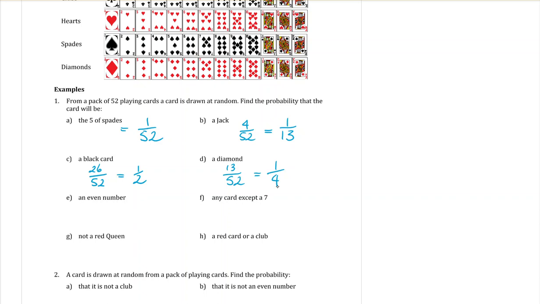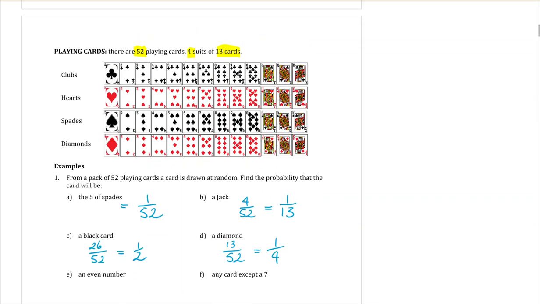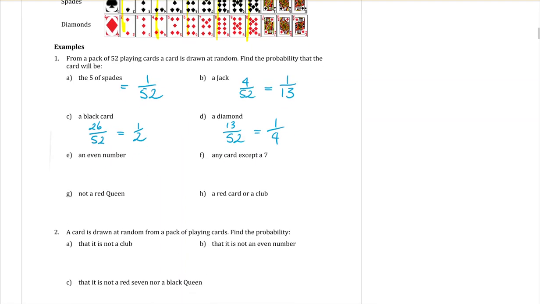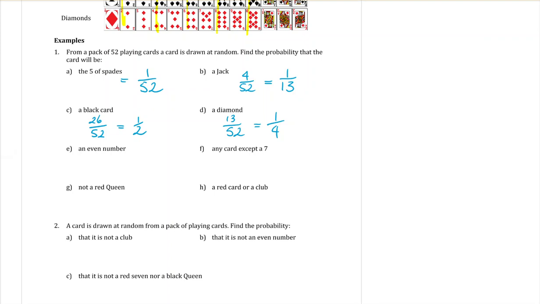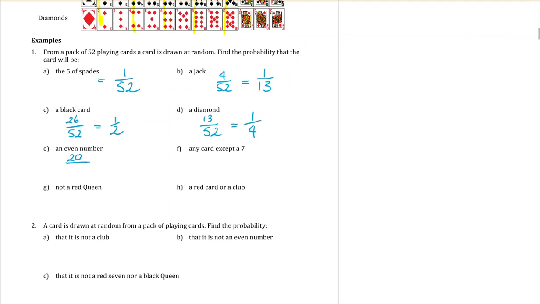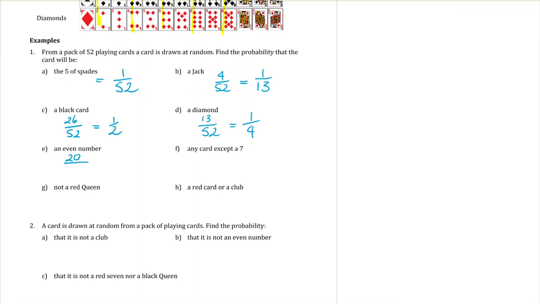Part E, an even number. So the even numbers are the 2, 4, 6, 8, and 10. So that is 5 in each suit, but there's 4 suits, so 5 times 4 makes 20 cards, or you can count them up one at a time if you want to, but you won't have that diagram in your test. You need to know what that looks like. So 20 out of 52, simplify that down, and you get 5 out of 13.